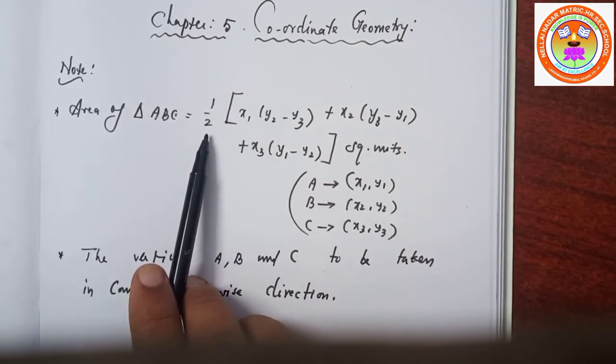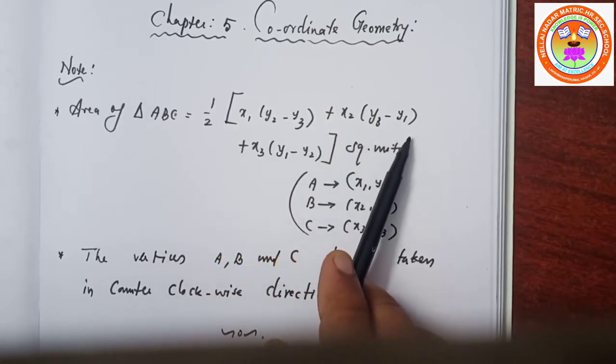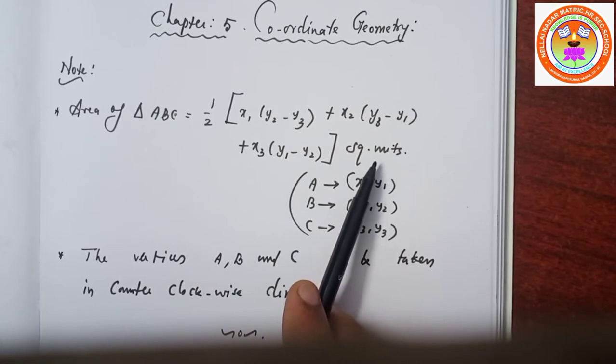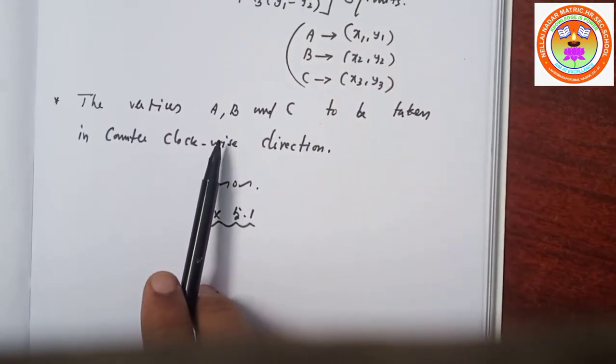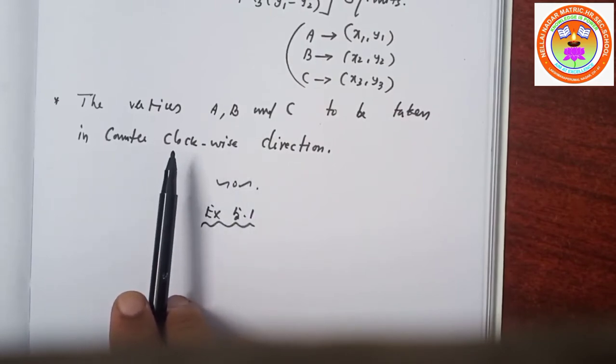That is equal to half into x1 into y2 minus y3 plus x2 into y3 minus y1 plus x3 into y1 minus y2 square units. So the vertices capital A, B and C are to be taken in anti-clockwise direction, that is a counterclockwise direction, remember.